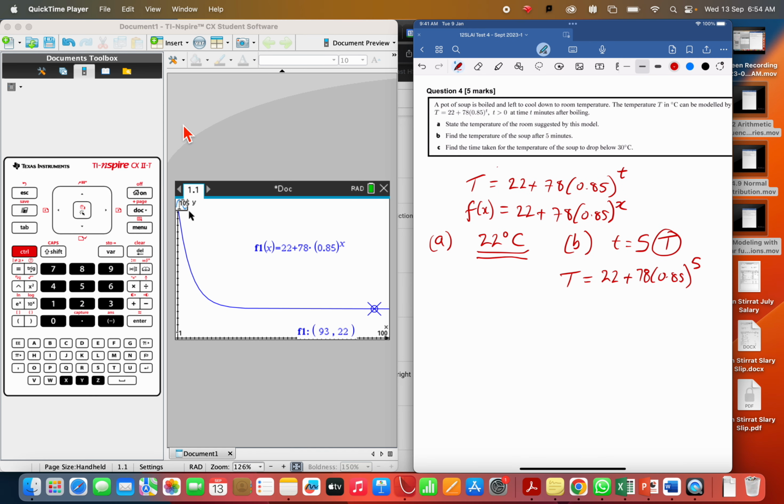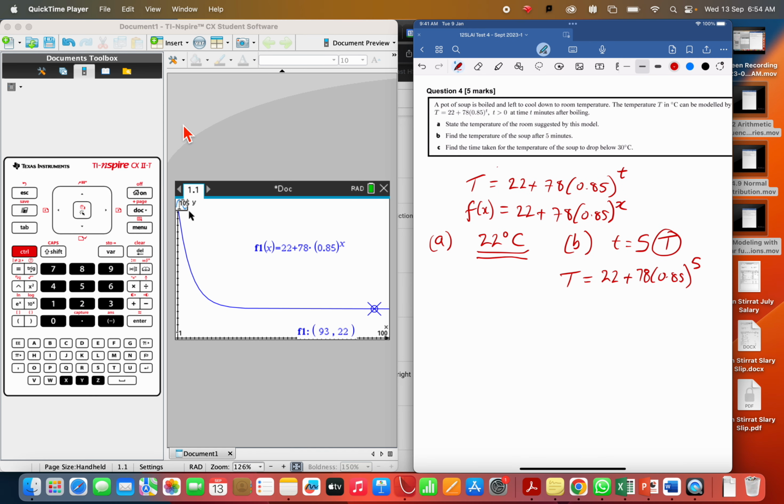And then there's a final part for the question, and the final part of the question wants to work backwards. If we have a certain temperature, how long does the soup take to reach that temperature? So this is kind of working backwards. So we've got a temperature of 30 degrees C, and we've got to find the little t. So this is 30 for big T equals 22 plus 78, 0.85, and that's to the t. Again, we've got a number of ways of solving this.